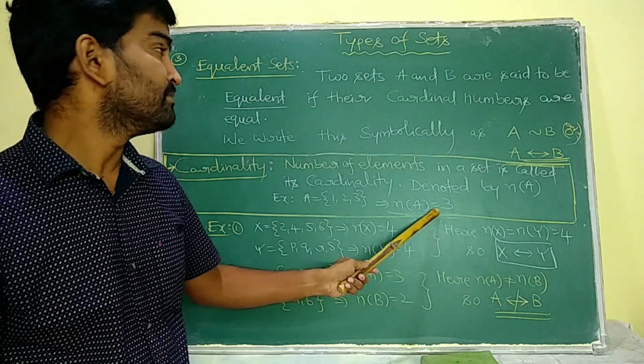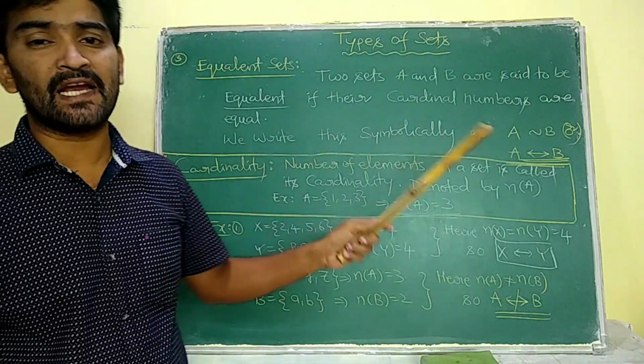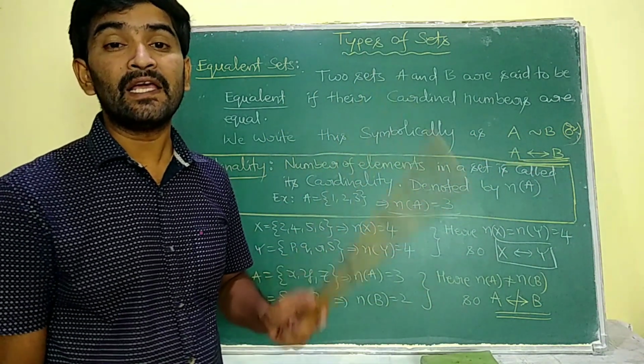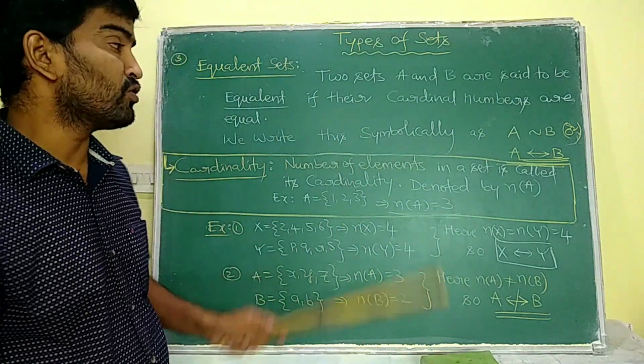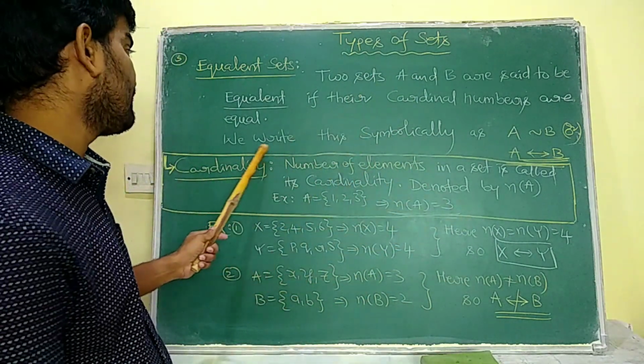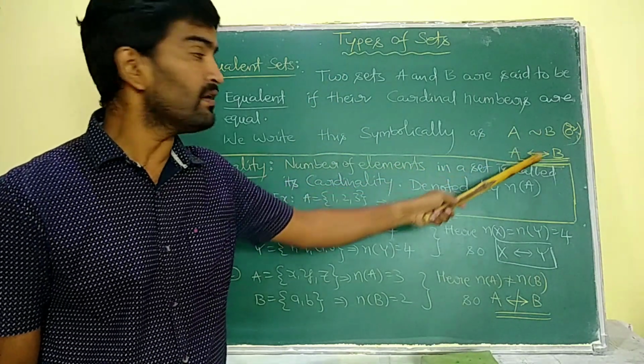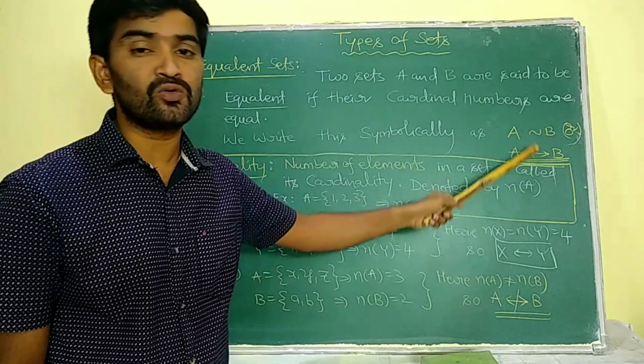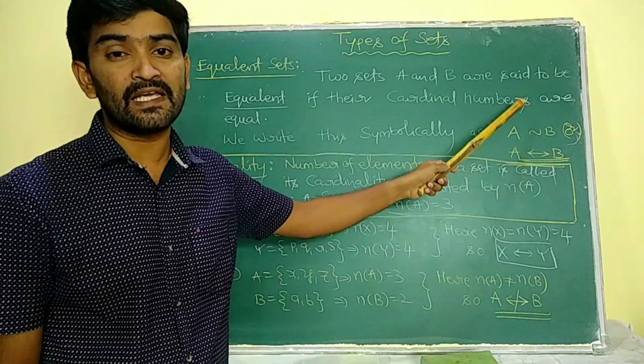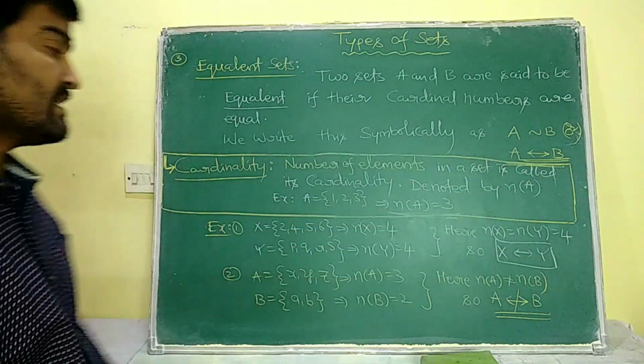So like that, if any two sets A and B are having an equal number of elements, then those two sets are said to be equal sets. We write this symbolically as A ~ B or A ≡ B. In these two ways I will notate the equivalent sets. Okay, we will see the examples.